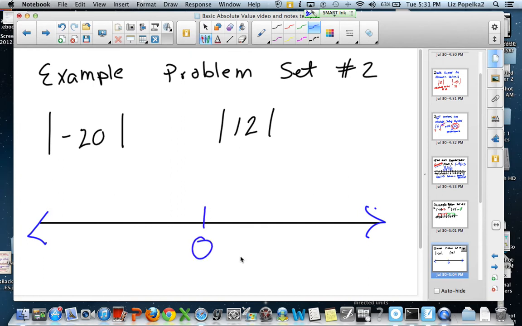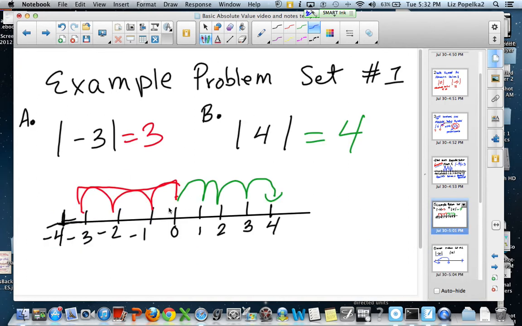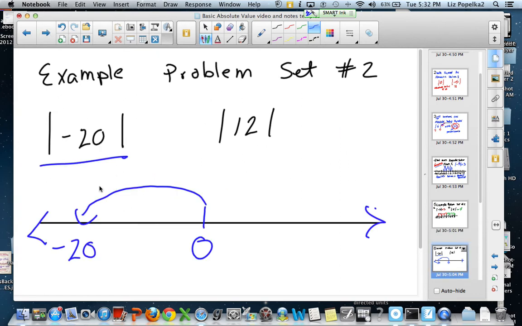I'm going to go ahead and make a little number line here to illustrate. So if I go on the number line from 0 all the way over to negative 20, I would have to hop over 20 steps to get from 0 to negative 20. Just like to get from 0 to negative 3, I had to go 1, 2, 3 places. To hop over from 0 to negative 20, I would have to hop over 20 places. So the absolute value of negative 20 is a positive 20.